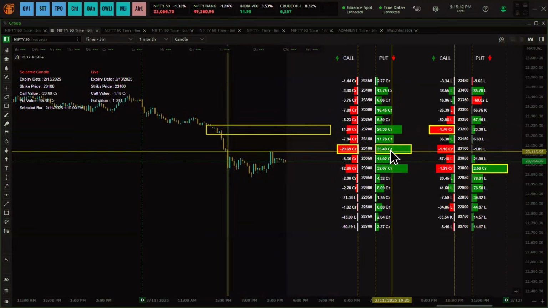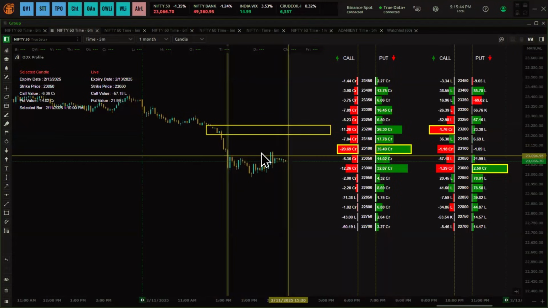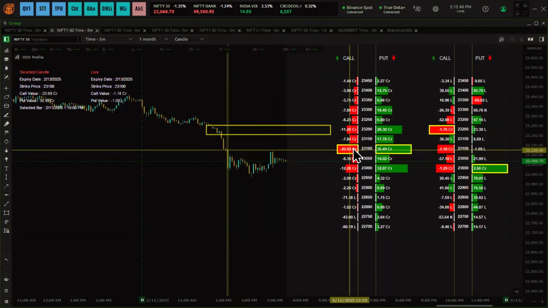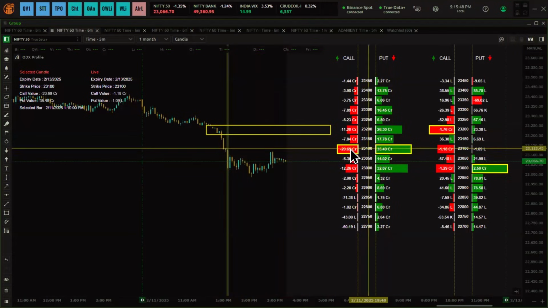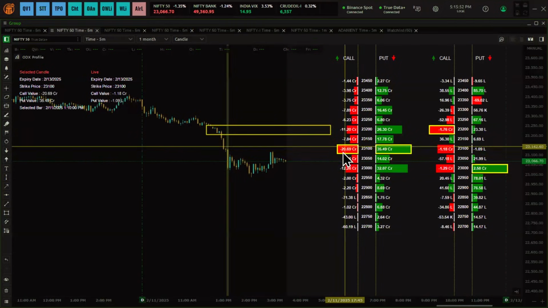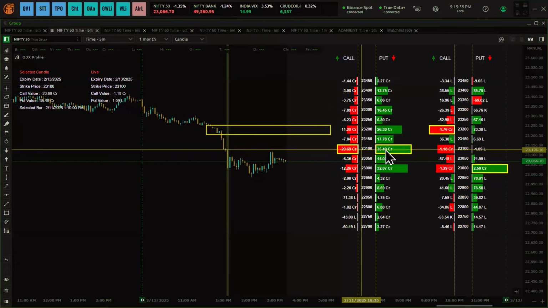You can see 20 and 35. Now 35 is a really big number. You can see when the market came up, it got rejected around this level, because a lot of bearish shift has happened, because selling in the call is really big, 20 crore, and buying on the put is almost 35.5 crores. That's a really big number. So that is why the market is taking resistance around this level, right?